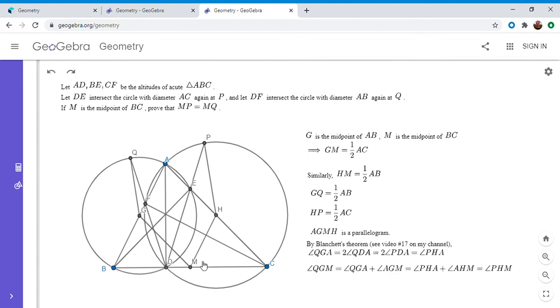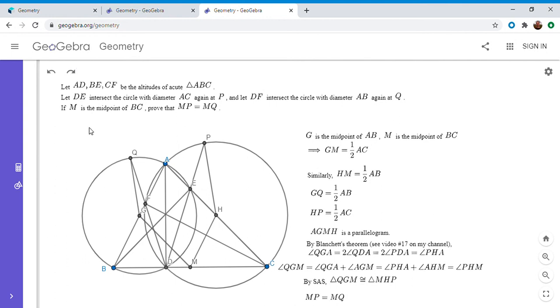Angle QGM is equal to angle QGA plus AGM. And we just said that QGA is equal to PHA. So we can substitute QGA with PHA. We can substitute AGM with AHM because opposite angles in a parallelogram are equal. And so then we have PHA plus angle HAM, and that's just angle PHM. So we have that the two angles we want are equal, QGM and PHM, and so therefore by side angle side, those two triangles have to be congruent. So I'm going to write this out. So by side angle side, triangle QGM is congruent to triangle PHM, and that means that MP has to equal MQ, which solves the problem.